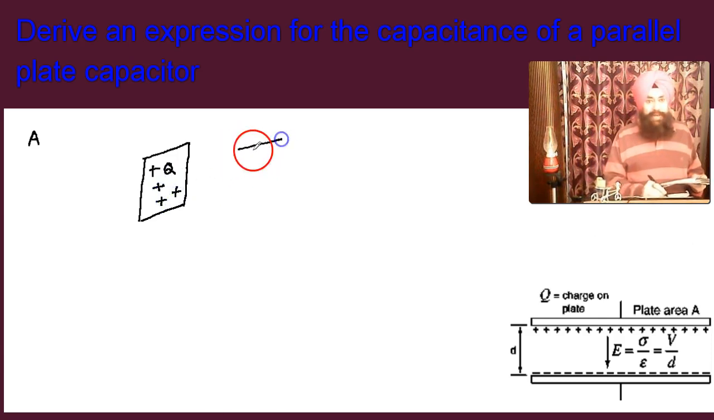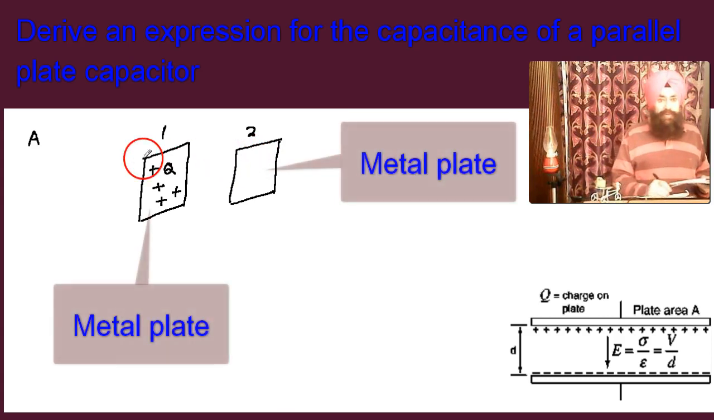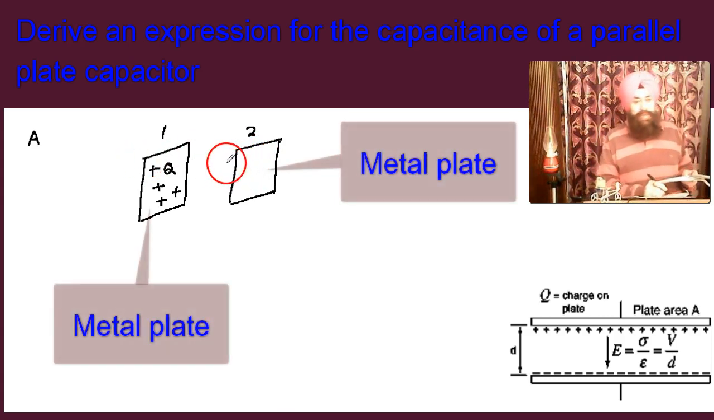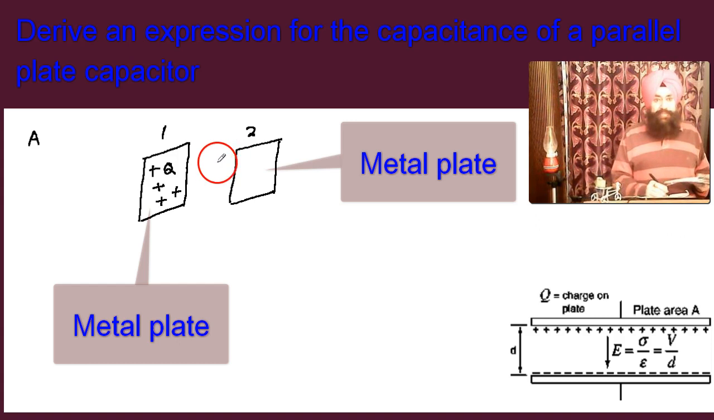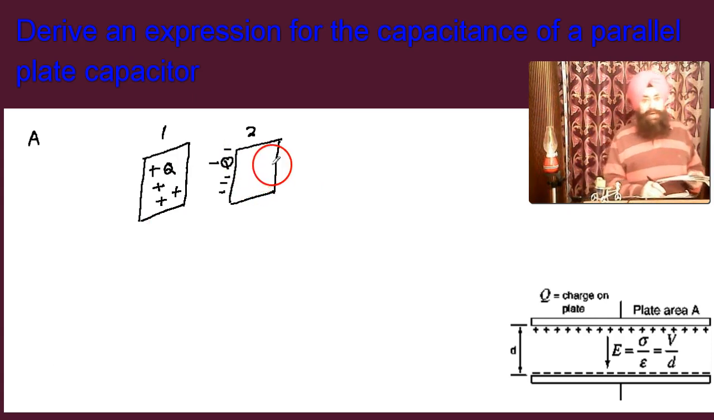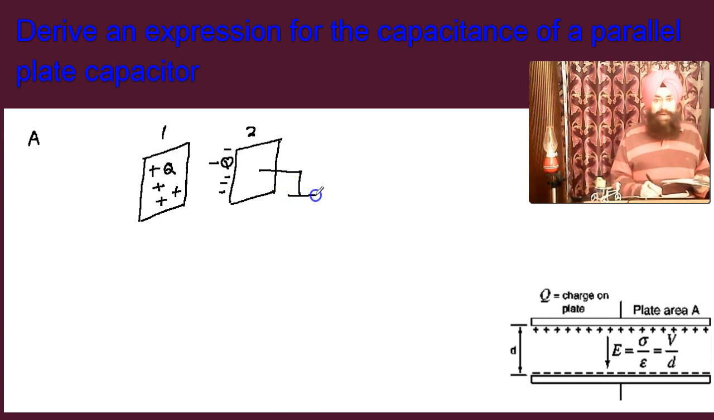And there is another plate in the parallel plate capacitor which is totally insulated from plate 1. The plate 2 is insulated, there is no connection between 1 and 2. The induced effect will take place, and with the induced effect, minus Q charge will appear on the inner face of the plate 2. And the outer surface of the plate second is grounded.